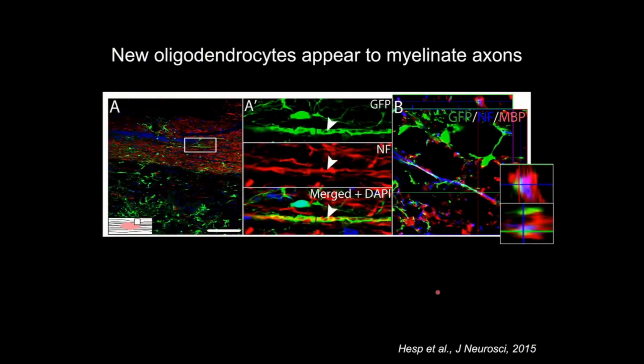We wanted to know then also, what are these oligos doing? Are they myelinating axons? Because just because they're there doesn't mean they're actually doing what we're hoping they're doing. So we did some double label confocal microscopy and 3D confocal Z-stack imaging, and we were able to find lots of examples of axons, as an example here stained in red, with GFP surrounding the axon. So what looks like axons being myelinated by this oligodendrocyte.